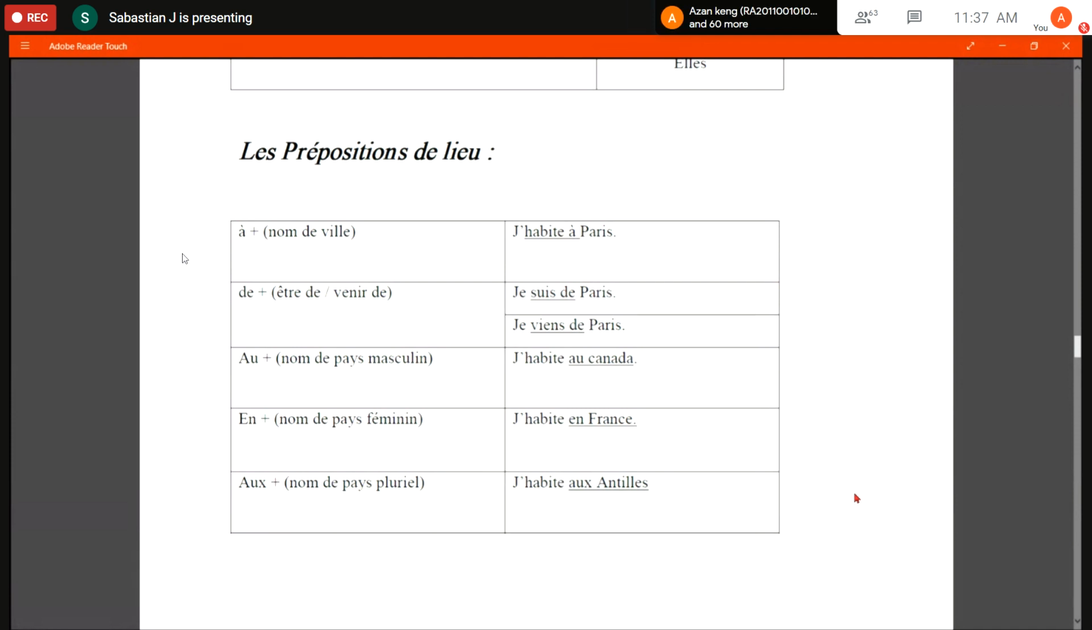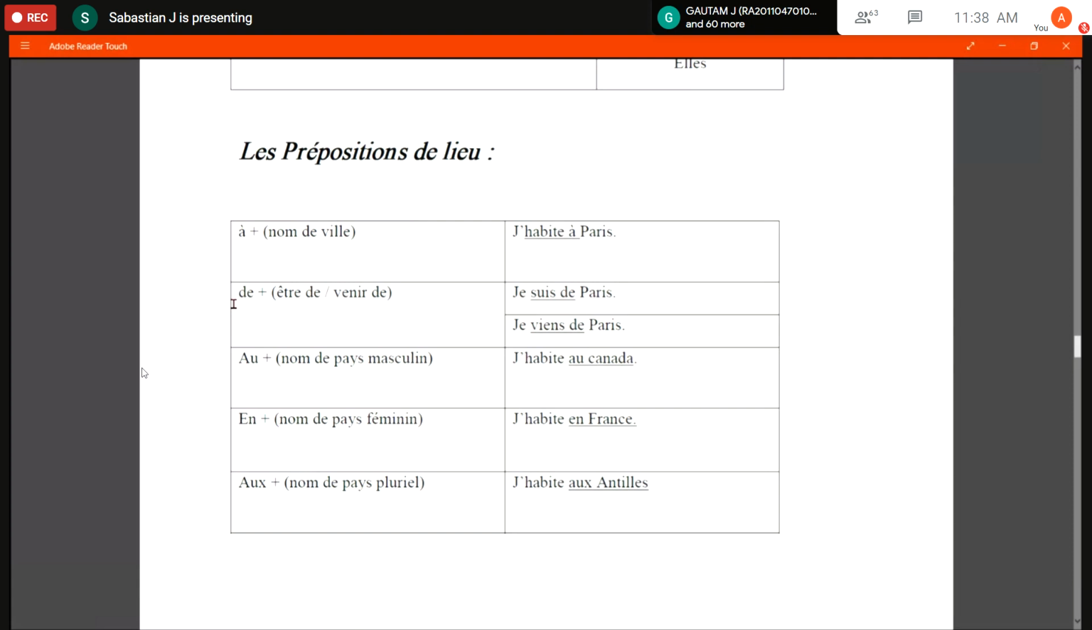Remember, the countries which are ending with S are plural in general, and for masculine countries ending with S, you have to use the preposition AUX. Again, I quote, masculine countries. It's not for feminine countries, even if they end with S.